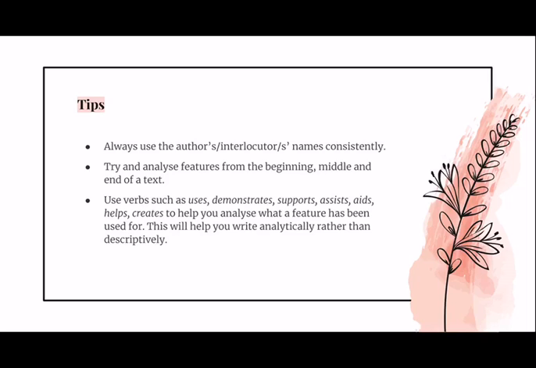My final tip is to use verbs such as uses, demonstrates, supports, assists, aids, helps and creates to help you analyse what a feature has been used for. They will help you write analytically rather than descriptively, because you can't write 'collocation creates' and then not finish the sentence. By using that verb, you're being forced to explain what the collocation is being used for.